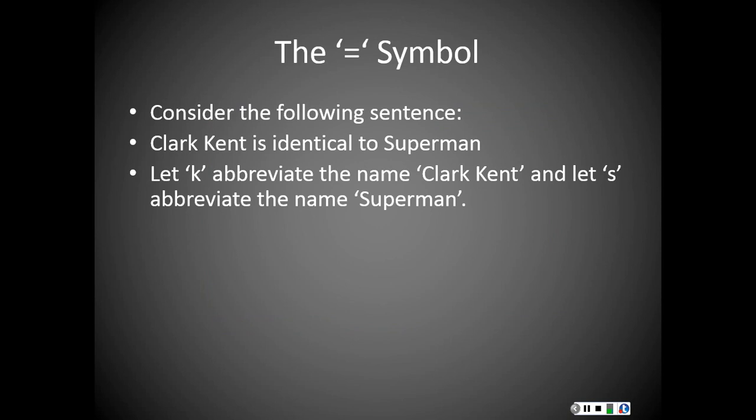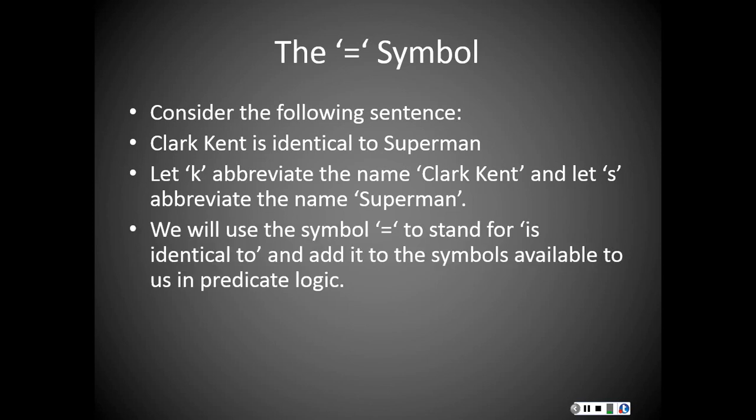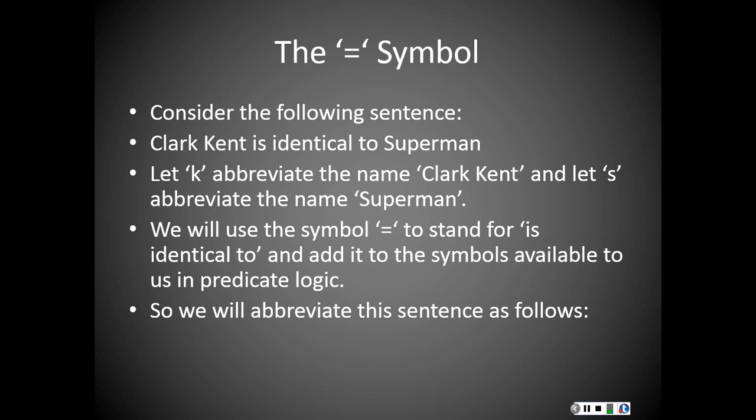So we can get started on that as follows. We can let K abbreviate the name Clark Kent and let S abbreviate the name Superman. And now we're also going to introduce a new symbol into our language, the equals symbol. And this symbol will stand for "is identical to." Okay, now that we have this symbol in our language, we can translate the sentence Clark Kent is identical to Superman as follows. K equals S. Okay, that's all relatively straightforward.